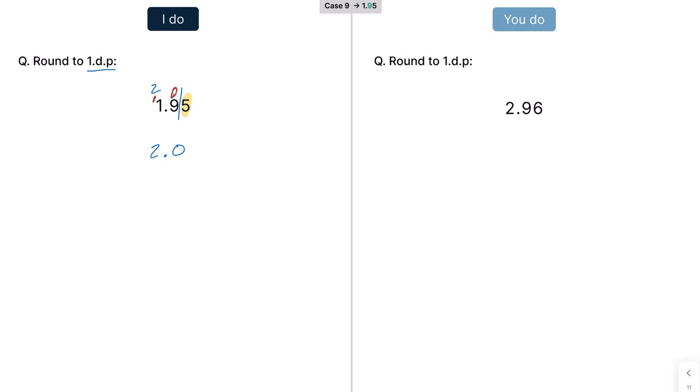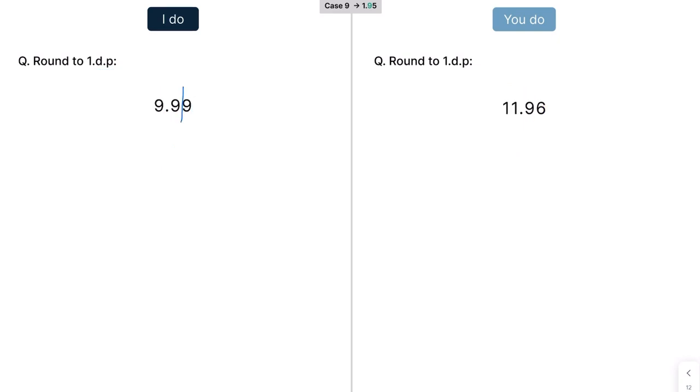Again, press pause and have a go at this. Draw the line there. Look at the decider. Decider is 5 or more. In this case, it's 6. So we round the 9 up to a 10. So there's a 0 here. A 1 carries over. Now 2 plus 1 is 3. So our answer here is going to be 3.0.